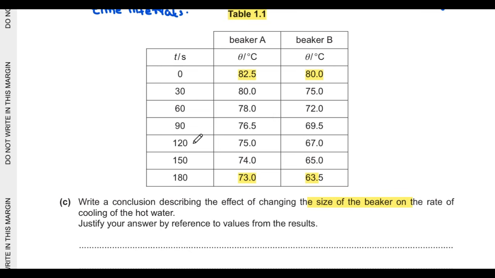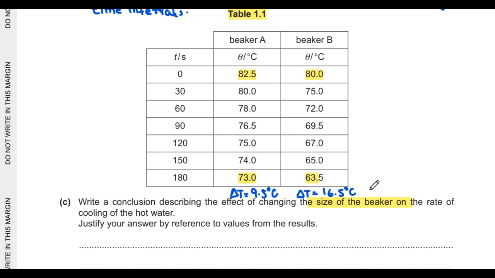You can clearly see that beaker A is initially at 82.5 degrees Celsius and after 180 seconds it is at 73 degrees Celsius. That means the change in temperature is 9.5. And for beaker B, the change in temperature is 16.5 degrees Celsius.